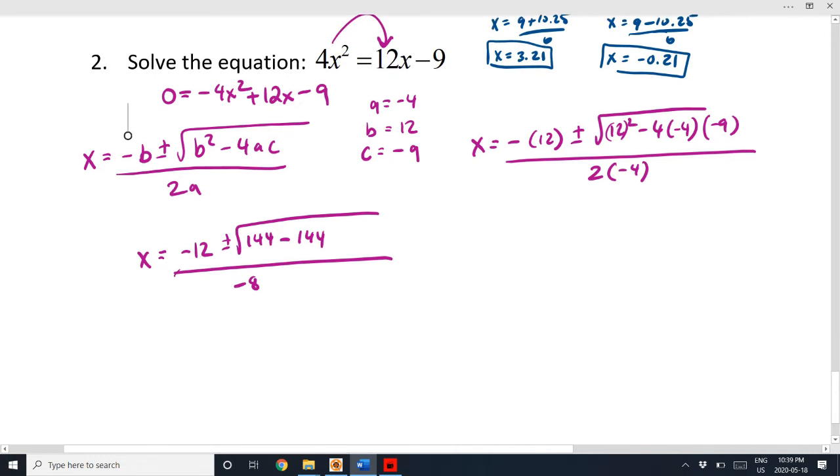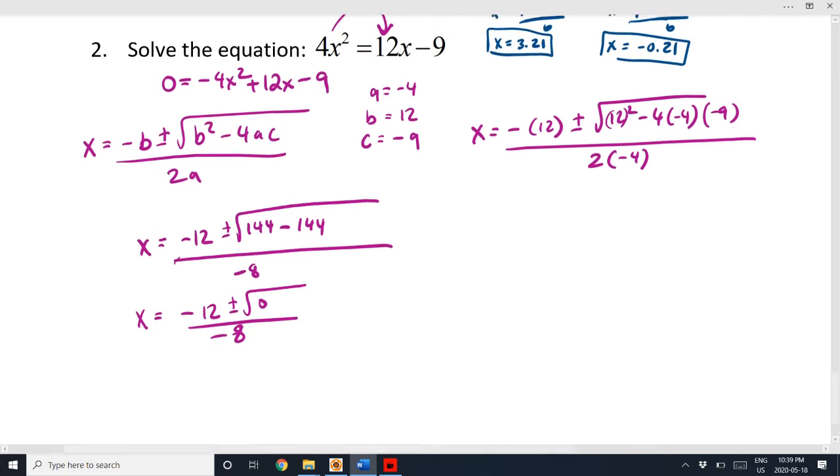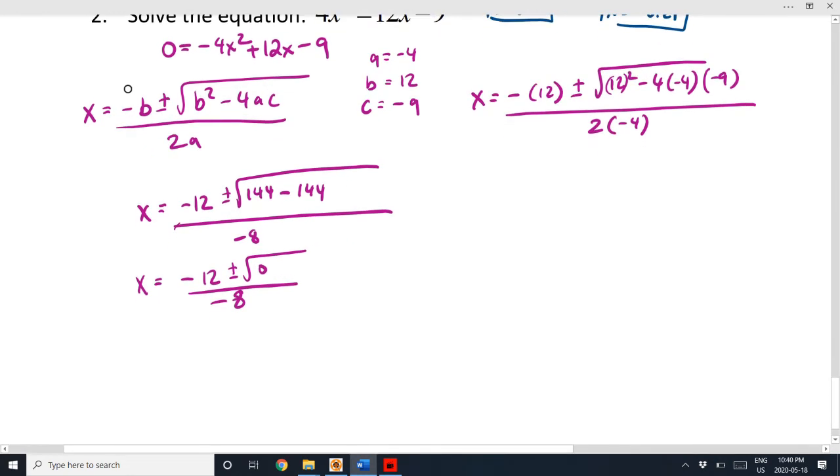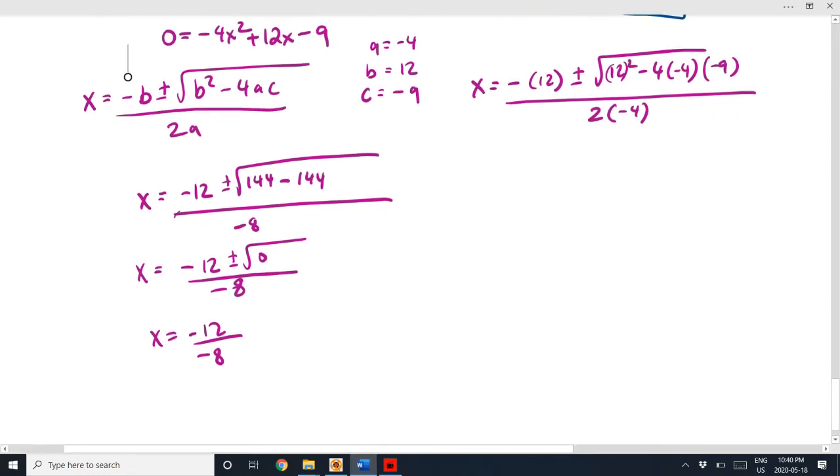And now this one's going to simplify nicely for us, because we have plus or minus the square root of 144 minus 144. So everything underneath this bracket is just going to equal 0. So we're going to get x is equal to negative 12 plus or minus 0 divided by negative 8. The square root of 0 is just 0. So it's just going to be x is equal to negative 12 divided by negative 8. And this can simplify to x is equal to 1.5.